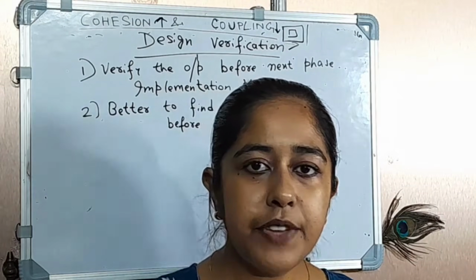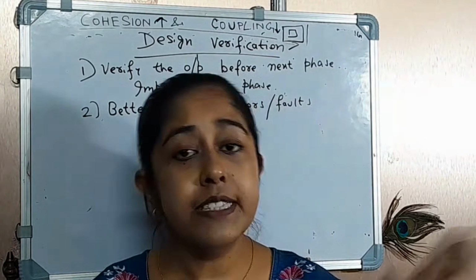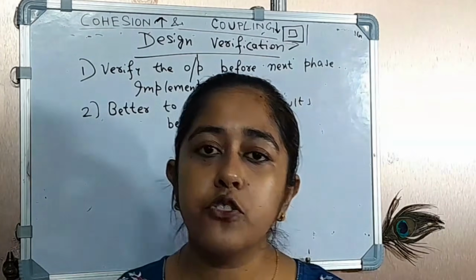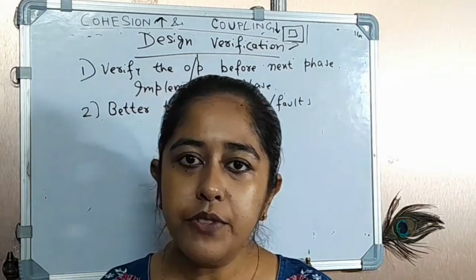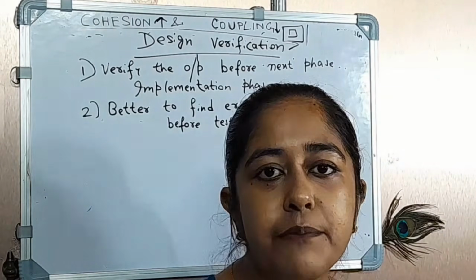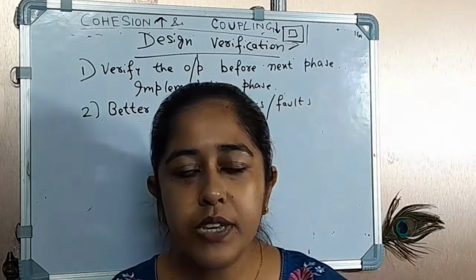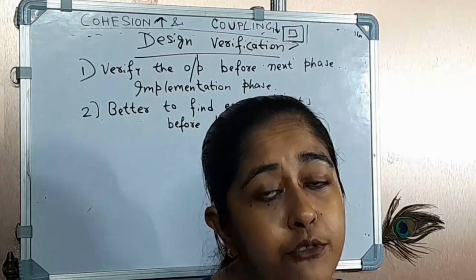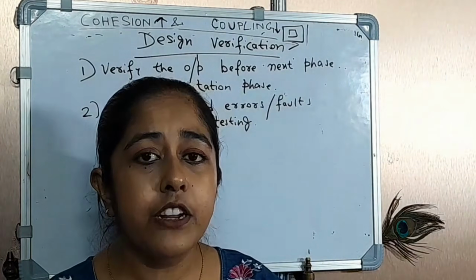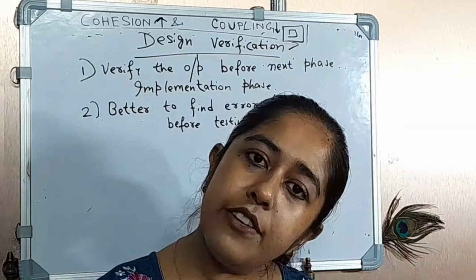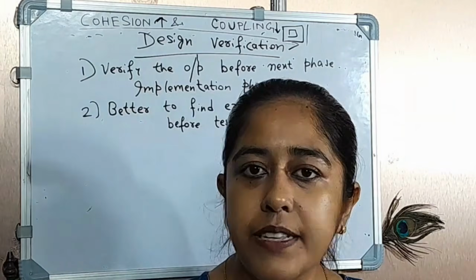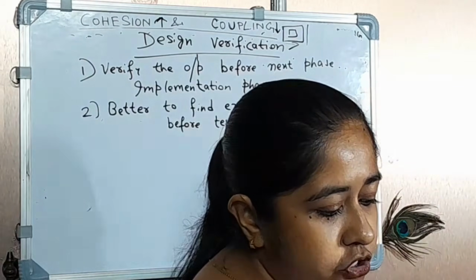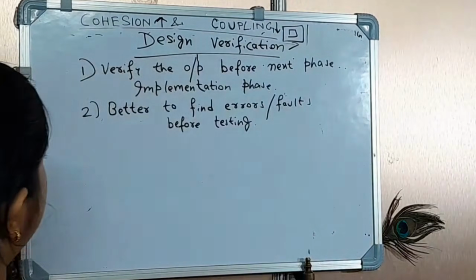Since if some error or fault is found in the testing phase, again you have to start from the previous phase. In the classical waterfall model, we have seen that you don't have any feedback loop. So here you have to check all kinds of errors before your testing phase. Is that clear?